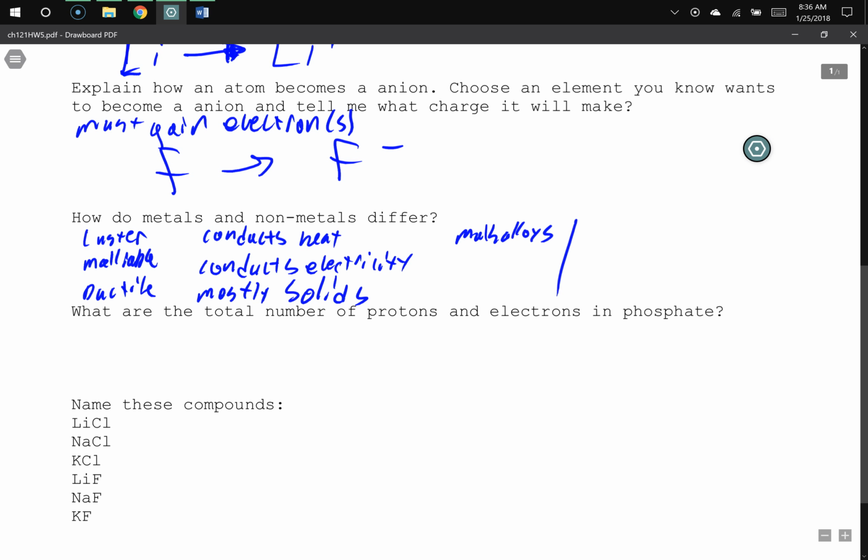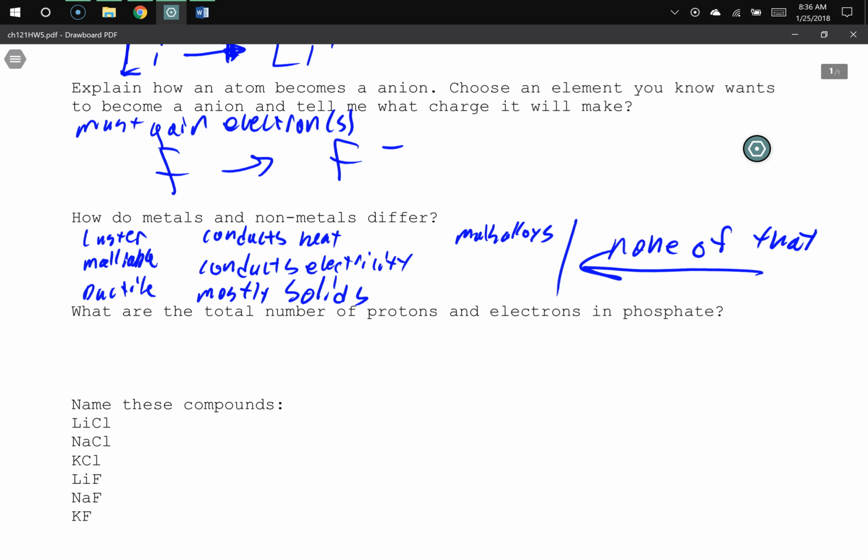And non-metals doesn't do any of that stuff. So they are not shiny. You cannot pound them into anything. You can't pull them into a wire. They don't conduct heat or electricity well. They're not mostly solids. They're mostly gases. There's a liquid in there too. And they cannot make alloys.